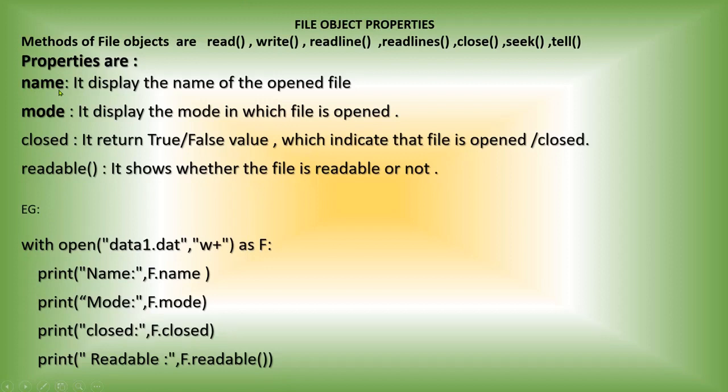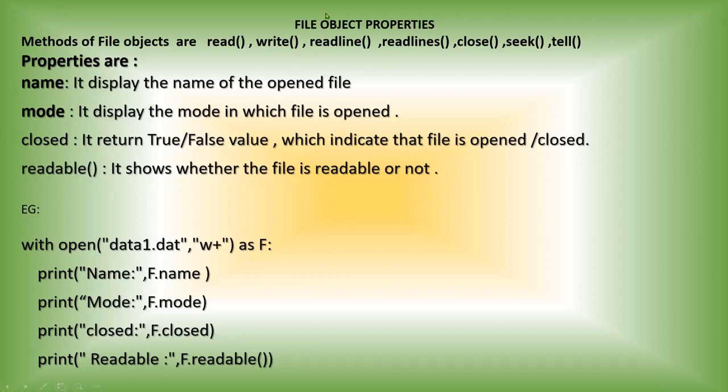Name. Name will display the name of the file to which the file object is linked. Mode means it displays the mode in which the file is opened. In which file mode the file is opened, that will be displayed there.